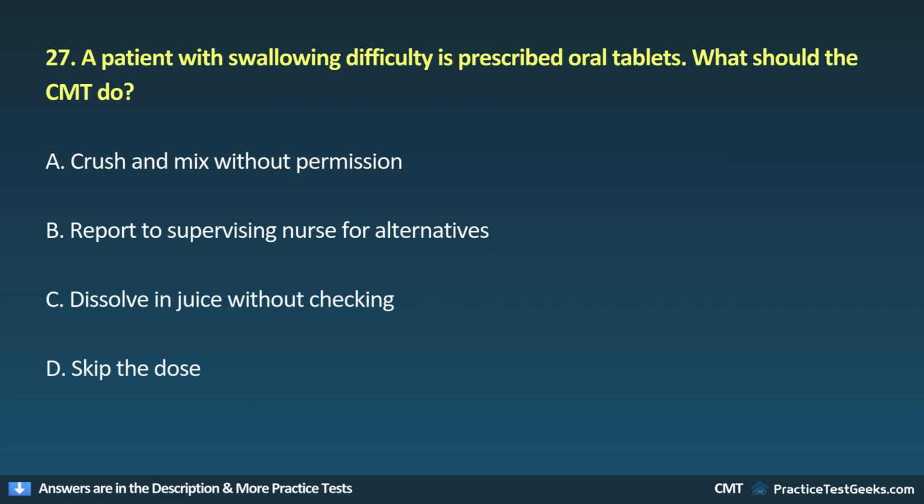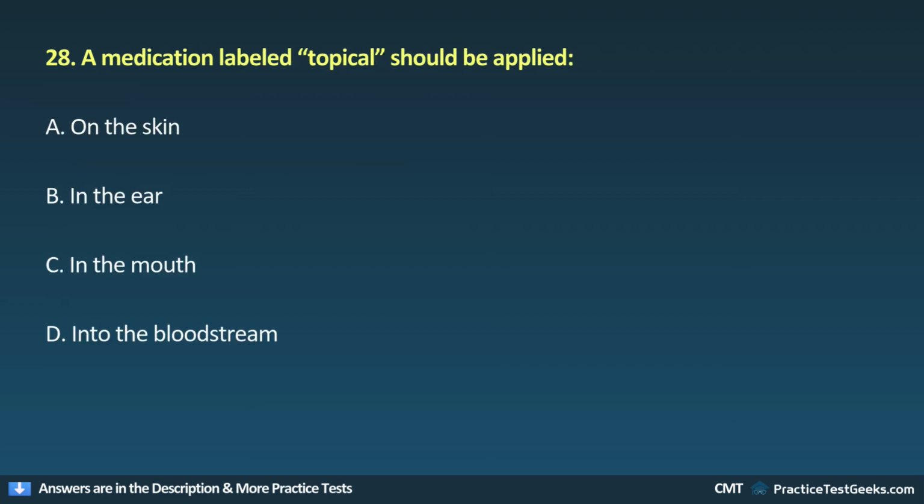27. A patient with swallowing difficulty is prescribed oral tablets. What should the CMT do? A. Crush and mix without permission. B. Report to supervising nurse for alternatives. C. Dissolve in juice without checking. D. Skip the dose.